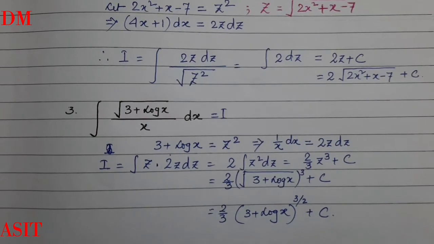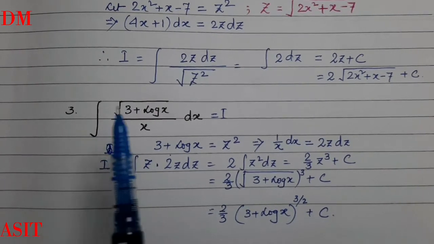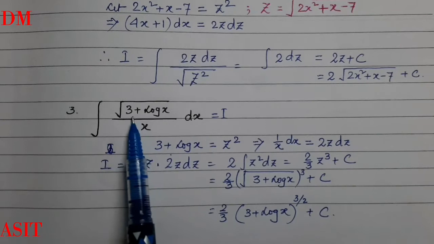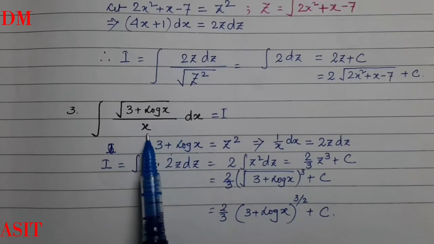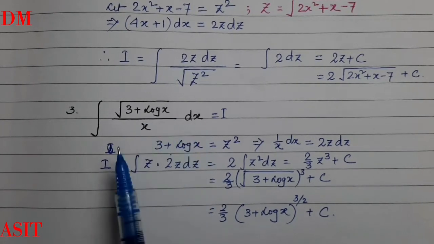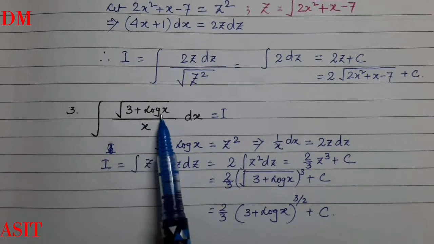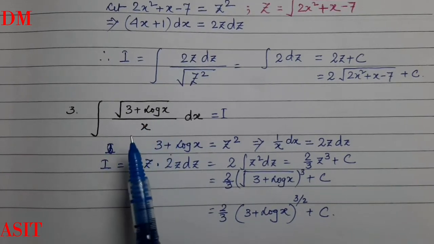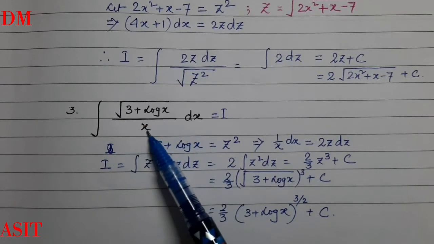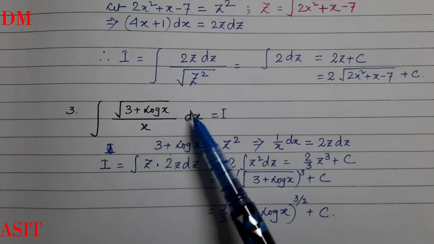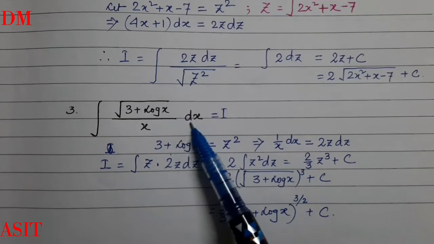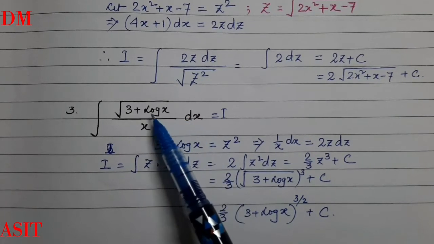Now let's see the third question. Here the third question is the integral of root over 3 plus log x, by x dx. So we need to find the integration. Now we know that the differentiation of log x is 1 by x. See, x is there in the denominator, so we can write 1 by x dx, and that means log x.